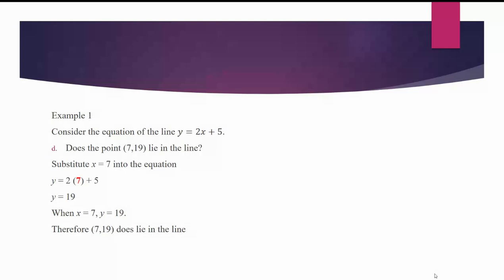How about this? Here I gave you another coordinate, which is (7, 19). We follow a similar process. When I substitute x equal to 7, my y value equals 19 when I calculate. If you notice, the given coordinate (7, 19) and the value that I calculated when x equal to 7, y equal to 19, are the same. Therefore, the given coordinate (7, 19) lies on the line.